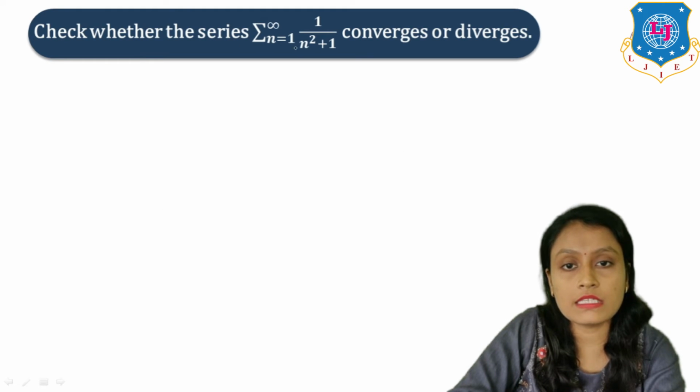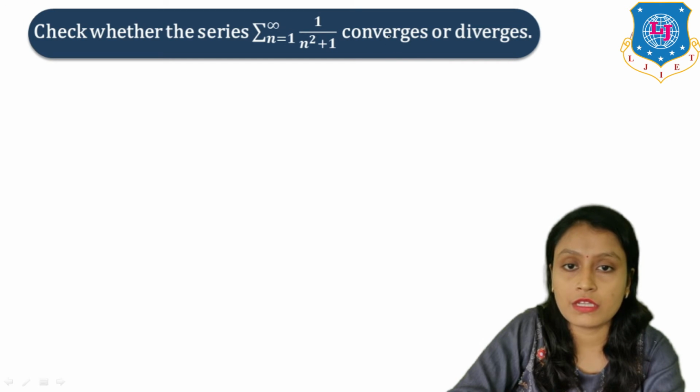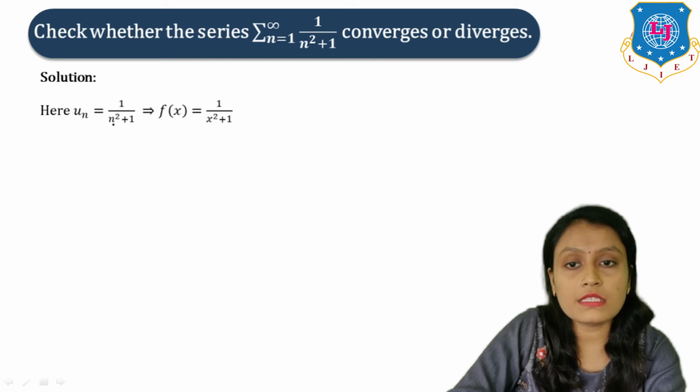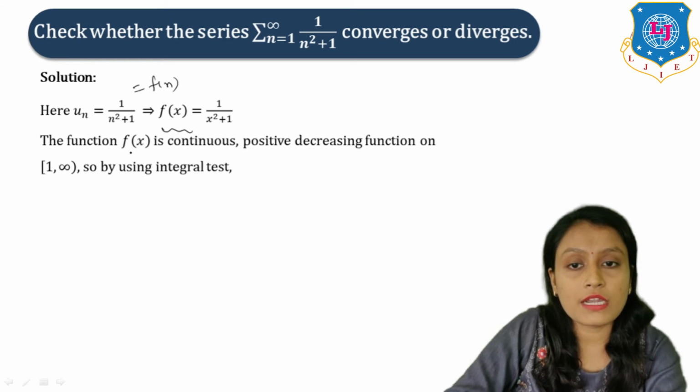Check whether the series 1 upon n square plus 1 converges or diverges. So here un is given, that is 1 upon n square plus 1. This is a function of n, right? This is given. Now we will write in the form of x. So in place of n, we have to just write x. Okay, so you will get 1 upon x square plus 1. Now this function f of x is continuous, positive and decreasing function on the interval 1 to infinite.